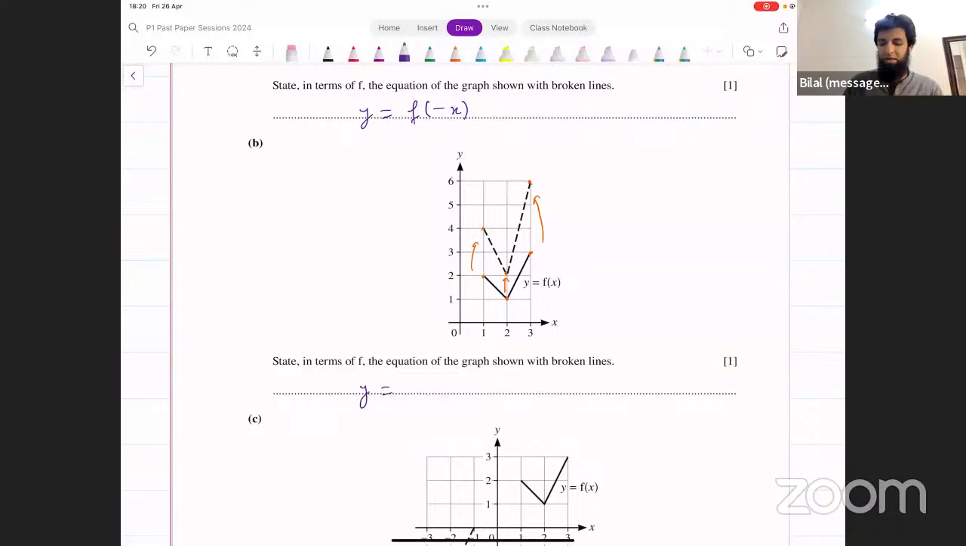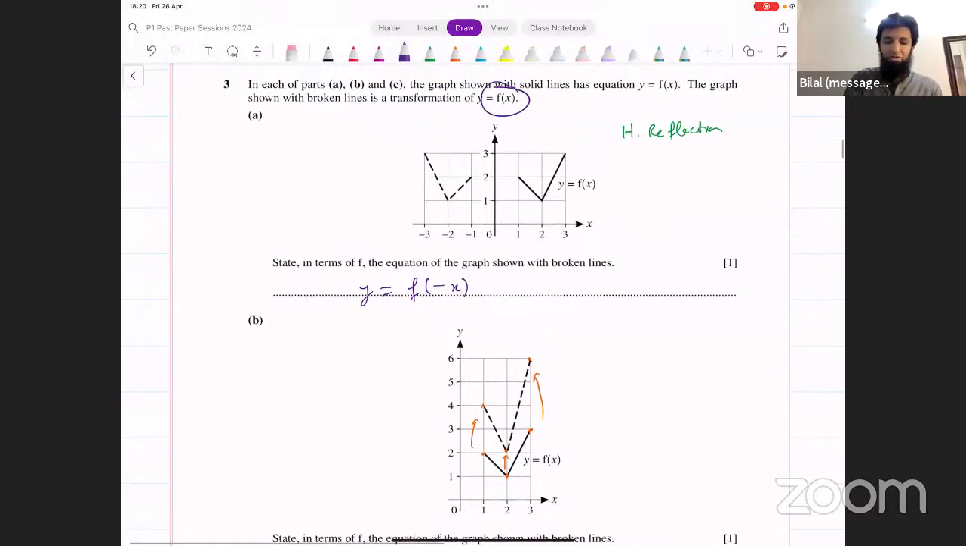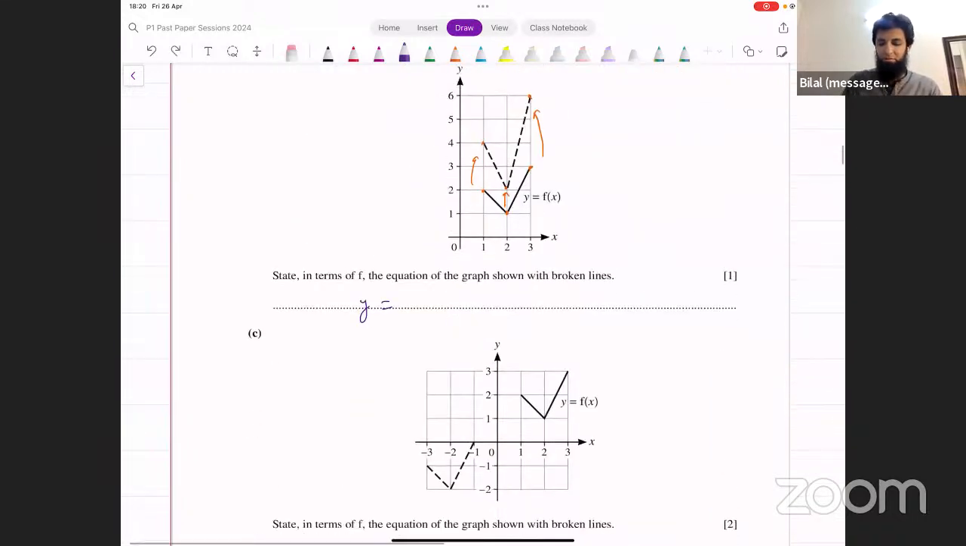How would the equation look? We multiply the whole function by 2. The whole function gets multiplied by 2. So y equals 2 times f of x. It's a vertical stretch, right? So multiplication has to be outside the function. That's what you get here. y equals 2 into f of x.